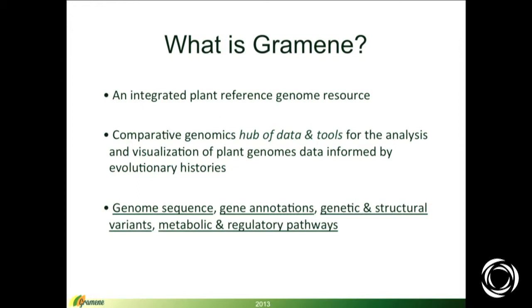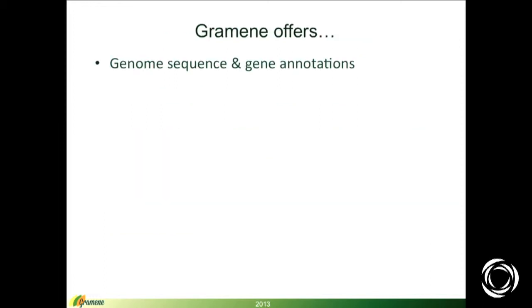So I'll start by telling you that Gramene is an integrated resource; you can consider it to be a hub of data and analysis tools for various different analyses. The kind of data that we provide includes genome sequence, gene annotations, variation, genetic and structural variation, and pathways, including metabolic and regulatory.